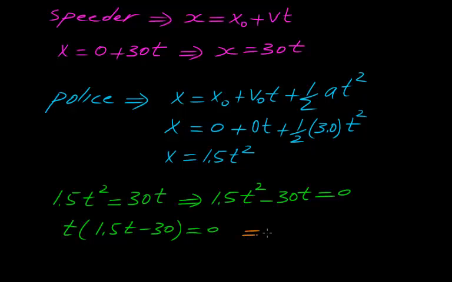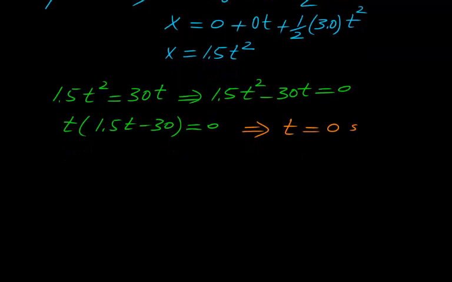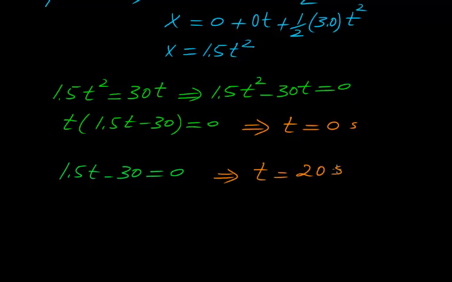One of the solutions is the time t equals 0 seconds, and this time represents the beginning of the chase where the police car and the speeder were side by side. We are not interested in this time. The other time is obtained by making 1.5 t minus 30 equal to 0. Solving for this time, we obtain 20 seconds. And this is the time that represents the moment where the police car catches the speeder.